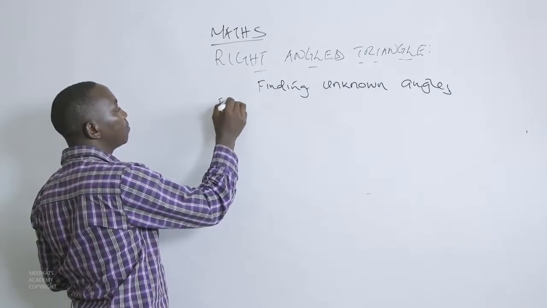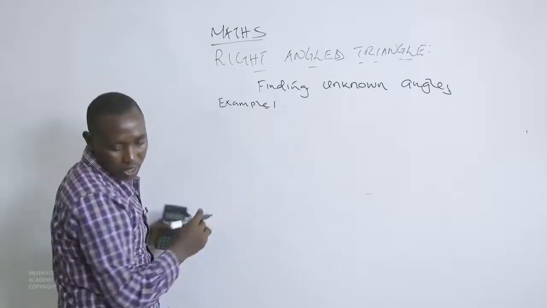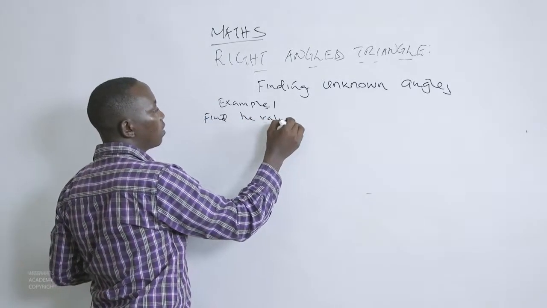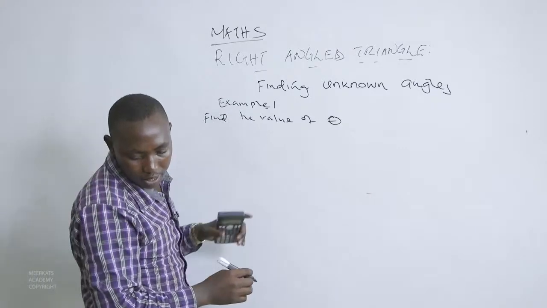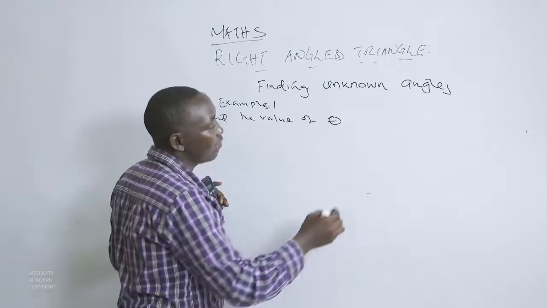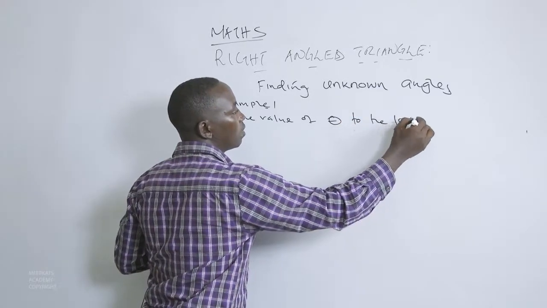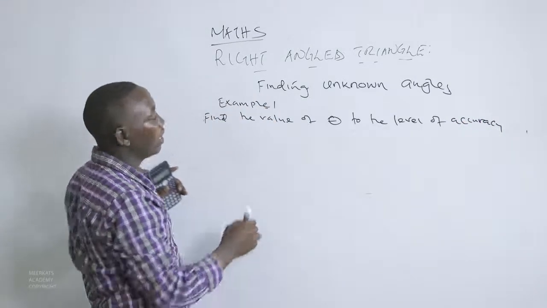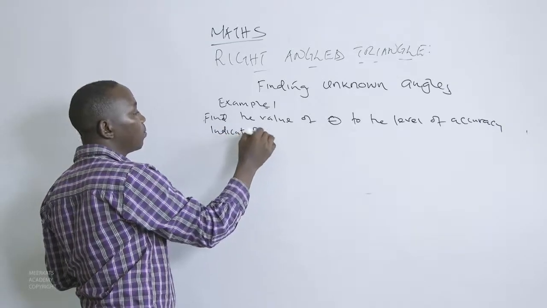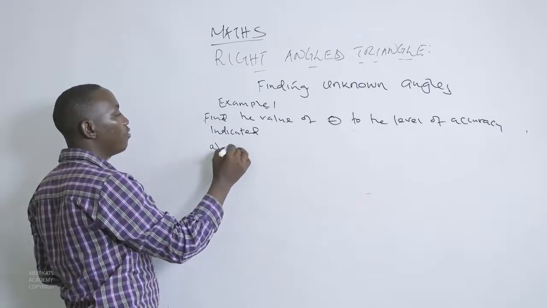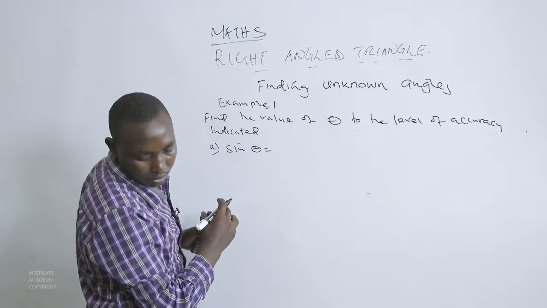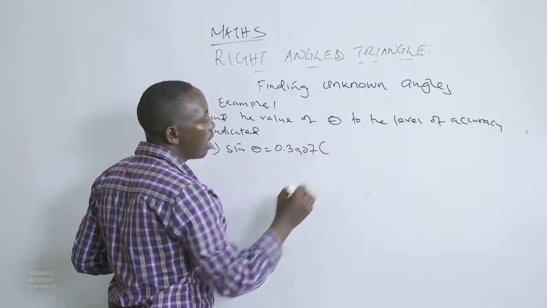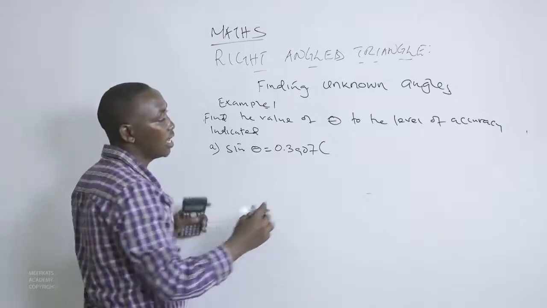Example. Find the value of theta to the level of accuracy indicated. 1, we have been told that sine of theta is equal to 0.3907, and the accuracy indicated is nearest degree.